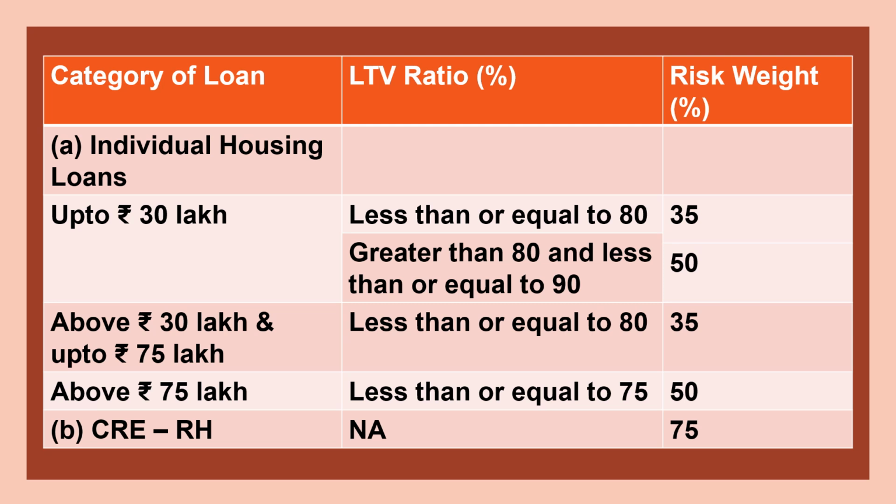Individual housing loans above rupees 30 lakh and up to rupees 75 lakh, LTV ratio should be less than or equal to 80%, risk weight is 35%. Individual housing loans above rupees 75 lakh, LTV ratio is less than or equal to 75%, risk weight is 50%. Loan category CRE-RH: LTV ratio is not applicable, risk weight is 75%.